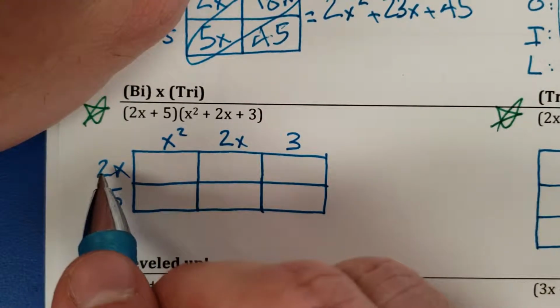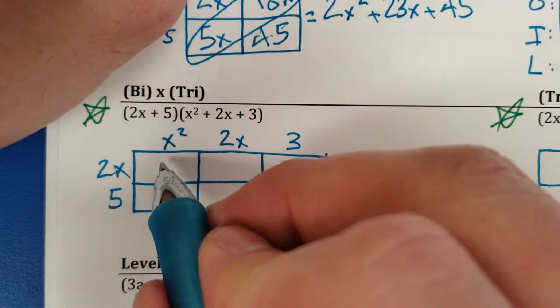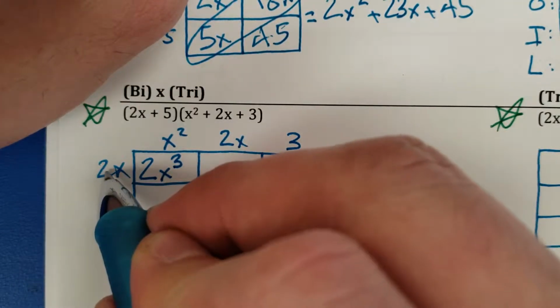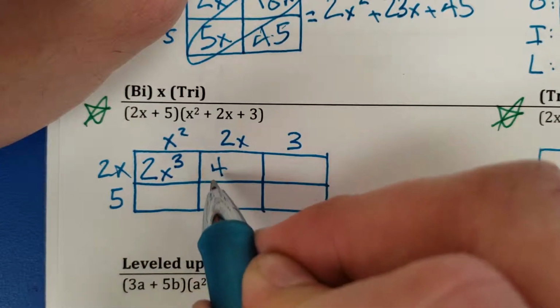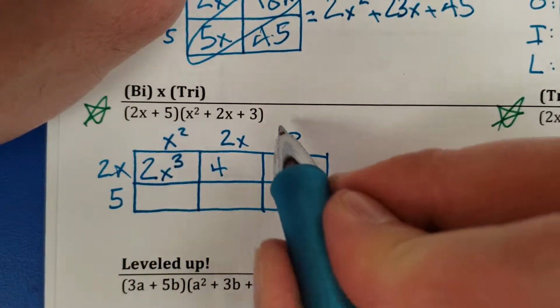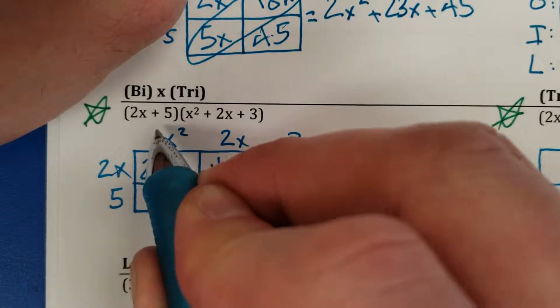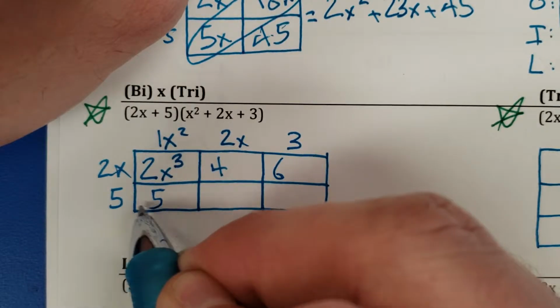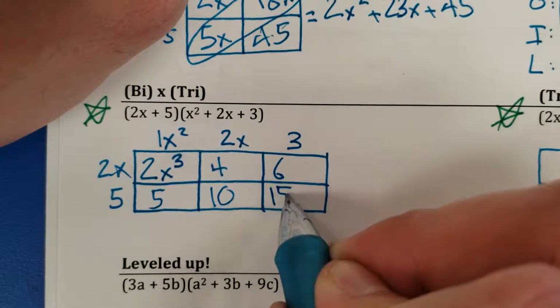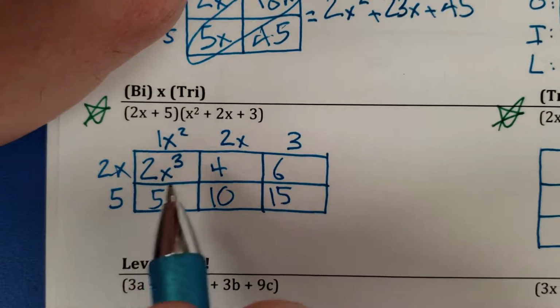Here we go. So 2x times an x squared would be a 2x cubed. 2 times 2 is a 4. Like always, if you want to go through and do all the numbers first, that's cool. 2 times 3 is 6. 5 times 1 is 5. 5 times 2 is 10. 5 times 3 is 15. Again, that's one method. Go back through, make sure you do the variables.